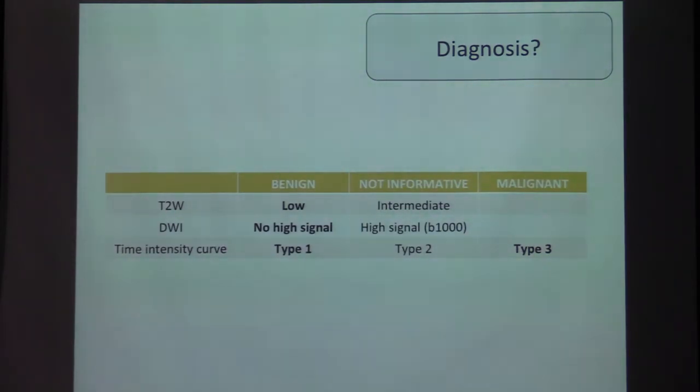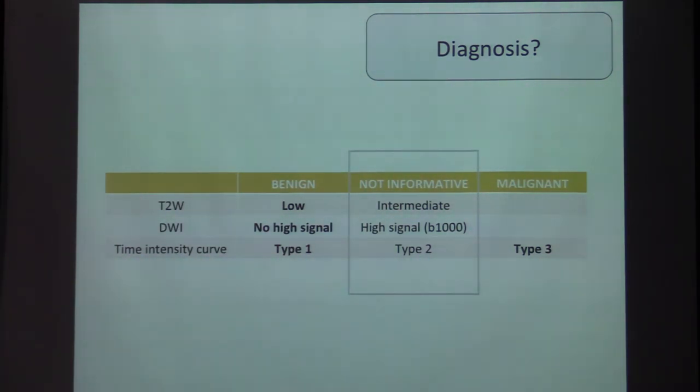So, final step, with all these features, can I make a diagnosis? Yes, if I am in this situation when I have a low T2-weighted signal, no high signal in diffusion, and a type 1 curve, then I can state that the tumor is highly likely to be benign. In this situation too, when you have a type 3 curve specific to invasive malignant tumors, then you can state that the tumor is highly likely to be malignant.